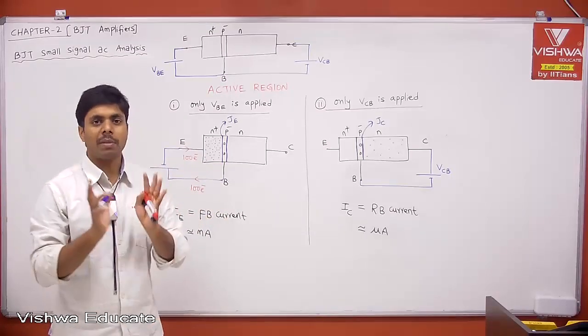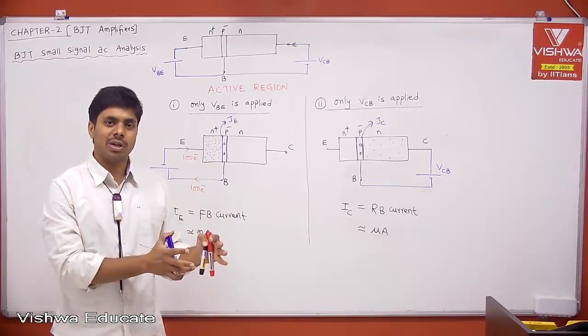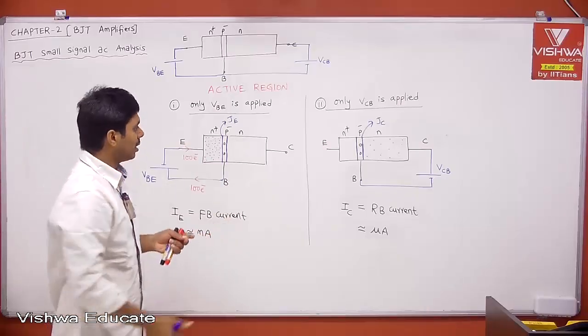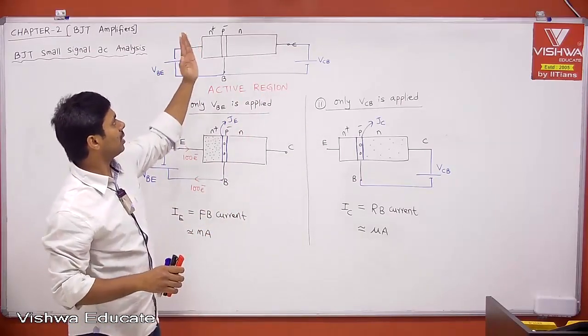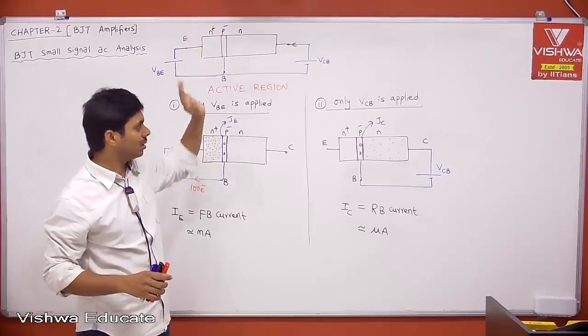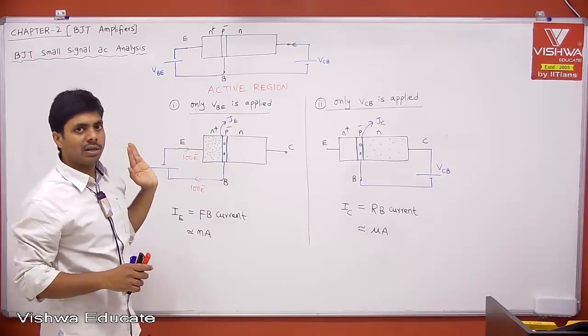Forward bias PN junction diode, maximum current. Reverse bias PN junction diode, minimum current. Let's combine. What is the active region? Forward bias PN junction and reverse bias PN junction. Let's combine. This is the combination, right?